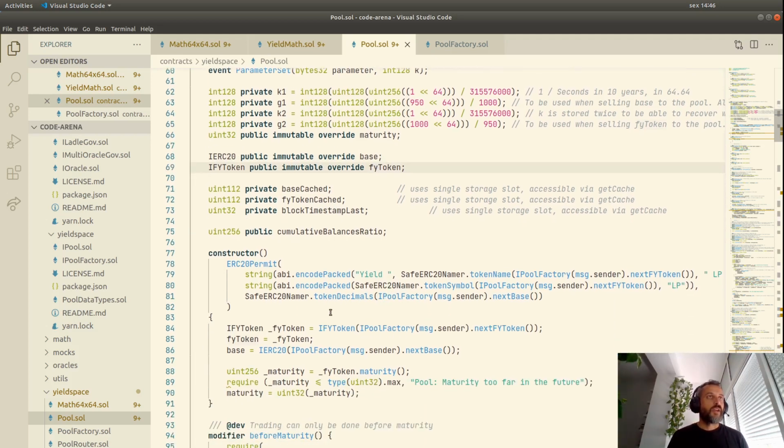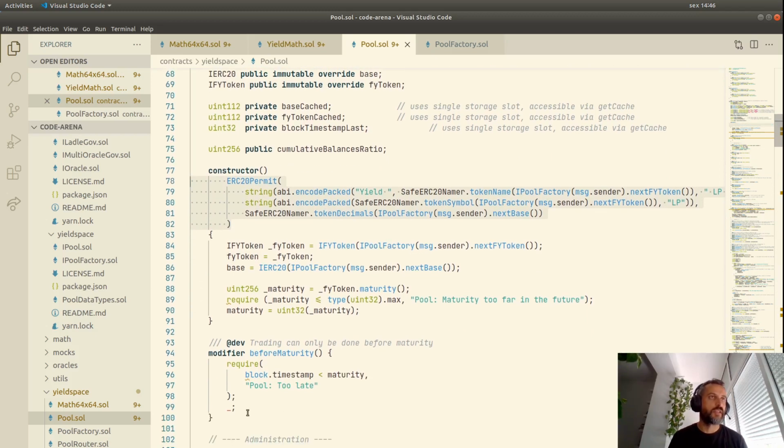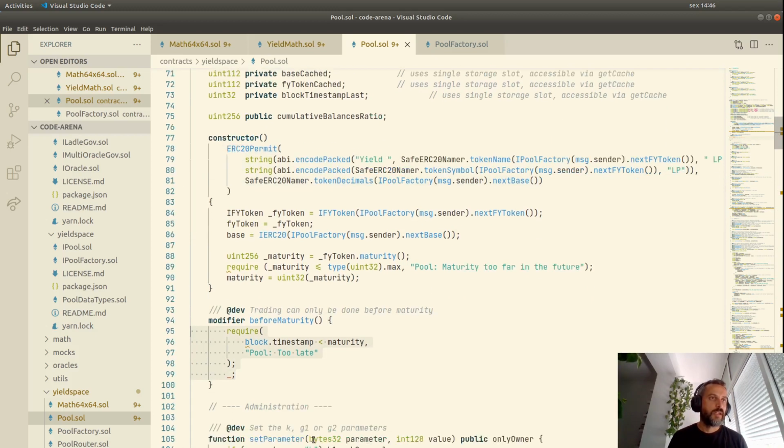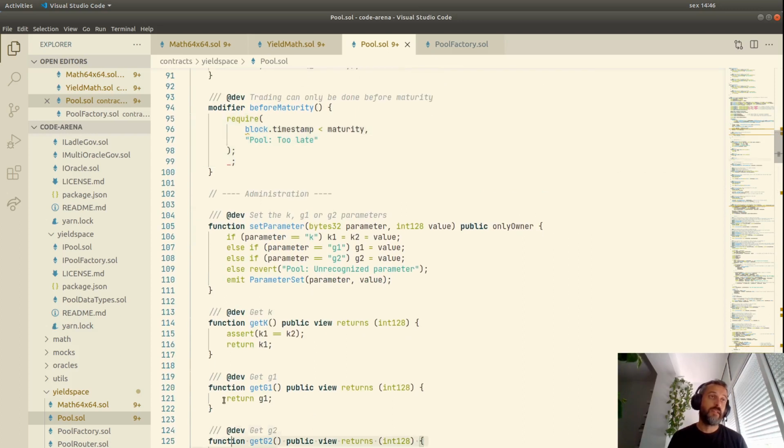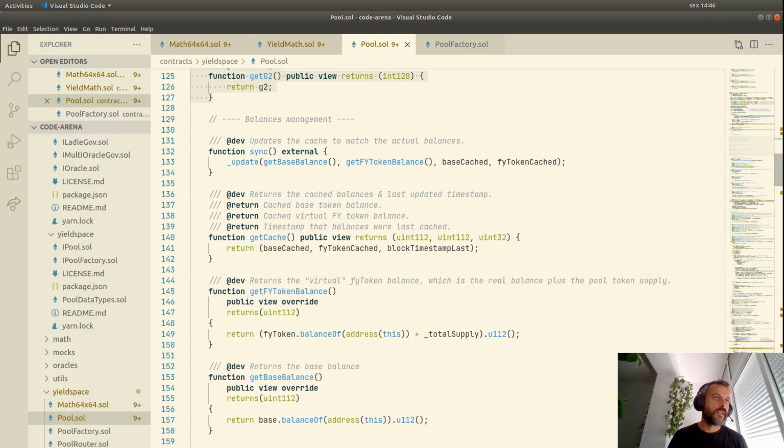This is created through a factory, so we use this trickery to determine the name. And that's it. Some things can work before maturity. We can set the parameters. The owner of the pool can set the parameters for the fees and for the decay, so it can modify the curve according to conditions and governance. And the rest is here. You get the balances. This is an interesting thing.